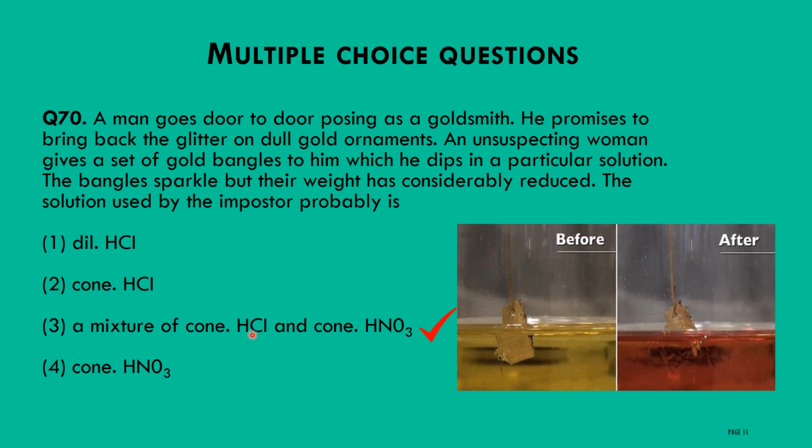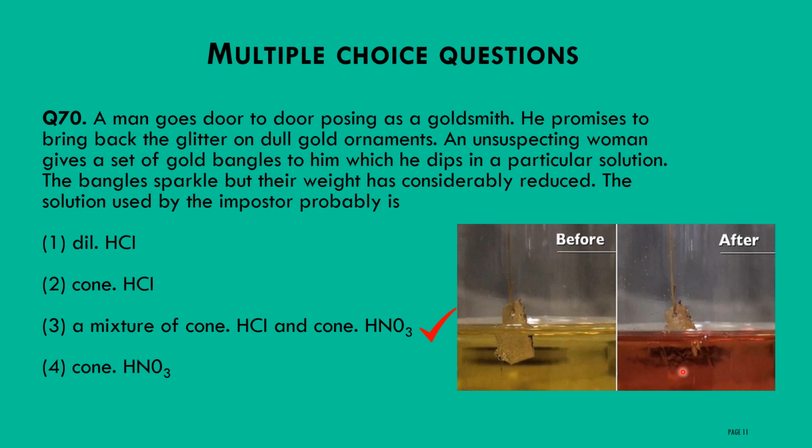Take 3 ml of hydrochloric acid in a small test tube. Then slowly you have to add 1 ml of concentrated nitric acid. Then your aqua regia will be ready. When you dip gold ornaments in aqua regia, see the difference in the color before dipping and after dipping in the aqua regia solution. Before, it is yellow in color; after dissolving in aqua regia, it will become reddish in color.